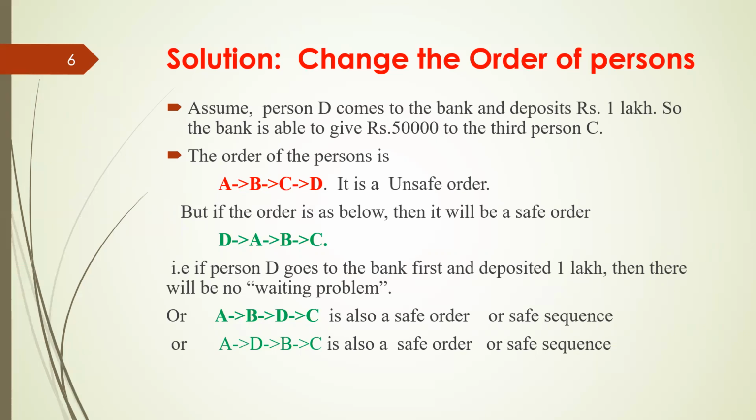But if the order is as below, first person D, then A, then person B, then person C, there will be no waiting problem. If person D first goes to the bank and deposits 1 lakh, then the bank will be able to give money to persons A, B, and C. So there will be no waiting problem. See the next order: A, B, D, C. It is also a safe order or safe sequence. Or the order A, D, B, C is also a safe sequence.